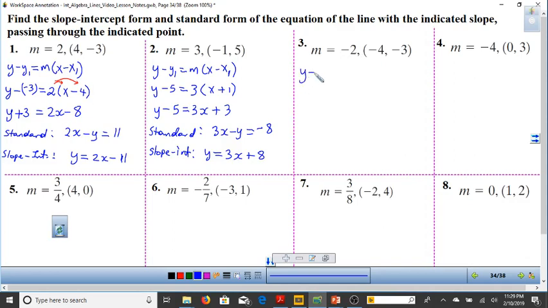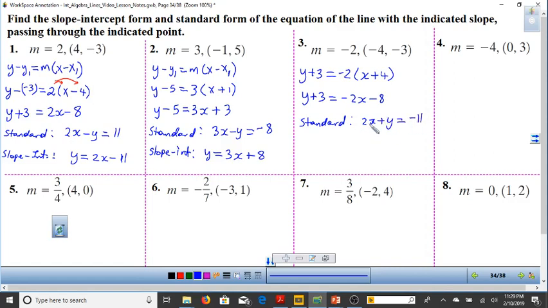y minus y1, y plus 3, is equal to m, negative 2, times x minus x1, x plus 4. Distribute the parentheses, y plus 3 is equal to negative 2x minus 8. And then for standard form, I'm now going to move the negative 2x to the left side and the 3 to the right side. I get positive 2x plus y is equal to negative 11.